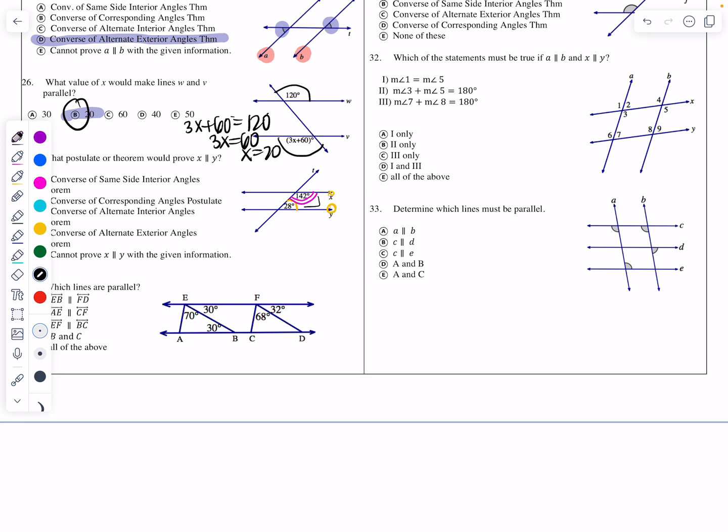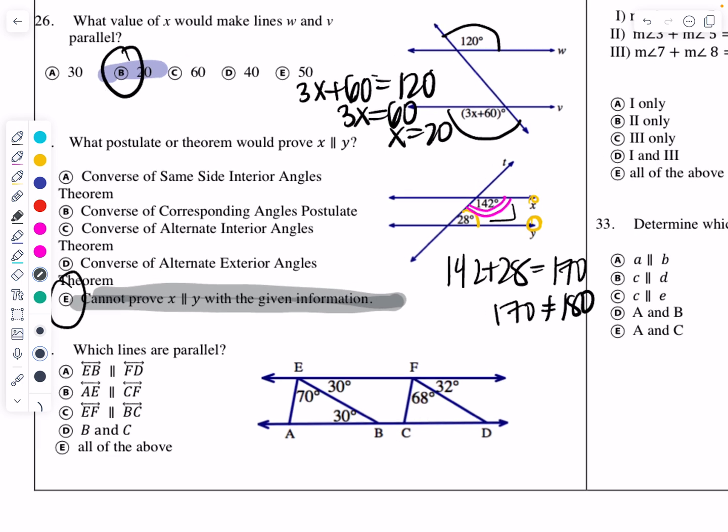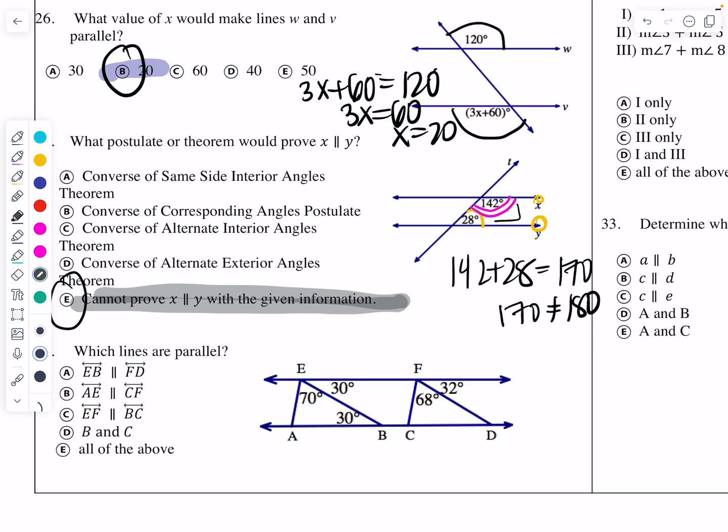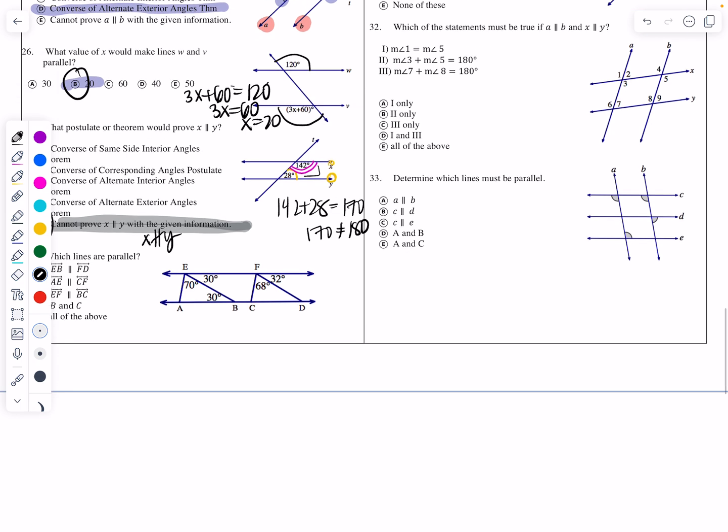They should add up to 180, but what do these add up to? Well, 142 plus 28 is going to give me a total of 170. Well, 170 is not equal to 180 like it's supposed to be for same side interior angles. And so what I'm going to say for this one is E. We cannot prove X is parallel to Y with the given information. In fact, we can actually say that X is not parallel to Y because of the given information. With the information that's on there, we cannot prove X to be parallel to Y. In fact, if that's 142 and that's 28, that adds up to 170, so those would not be parallel.